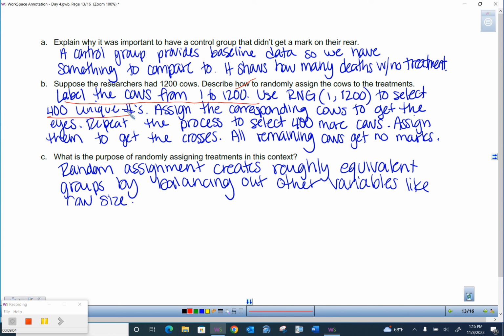Okay, we want the groups to be roughly equivalent. Okay, the purpose of random assignment is to control for other factors that may be confounding the situation. So it could be cow size, it could be location, if maybe some cows are in a location that is more safe or more dangerous for predators. Things like that we're trying to control for by randomizing.